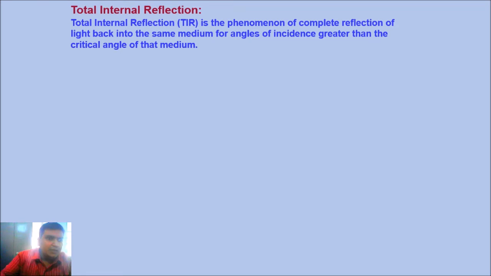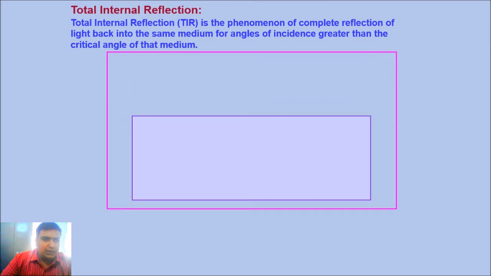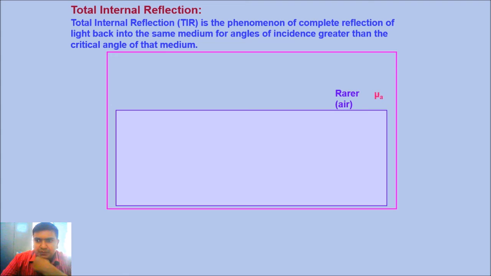So here it is, the total internal reflection. Total internal reflection is the phenomenon of complete reflection of light back into the same medium for angles of incidence greater than the critical angle of the medium. Suppose there is a rarer medium mu A, and a denser medium, glass, mu G, and there is a coin or any object O here.